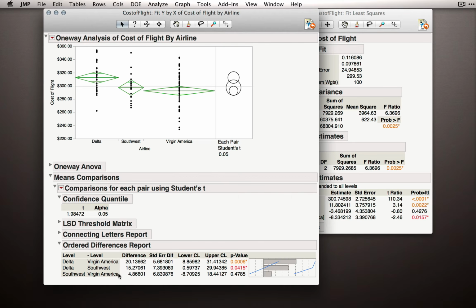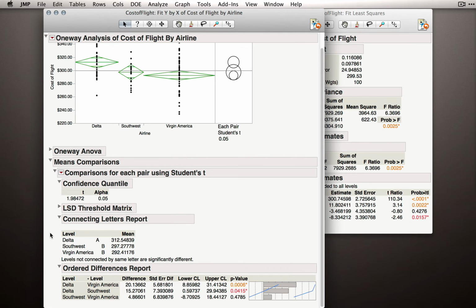These tests are ordered by the magnitude of the p-value, with smaller p-values at the top of the table. That's why it's an ordered differences report. In addition to this report, the connecting letters report will be of use when we have many possible comparisons. Let me show you what that report is showing for us here.